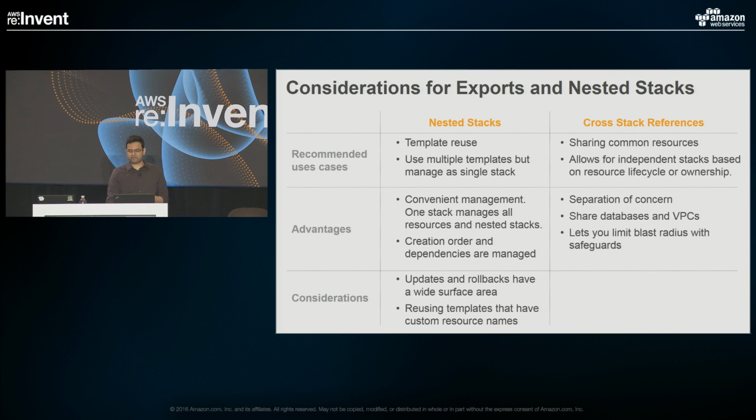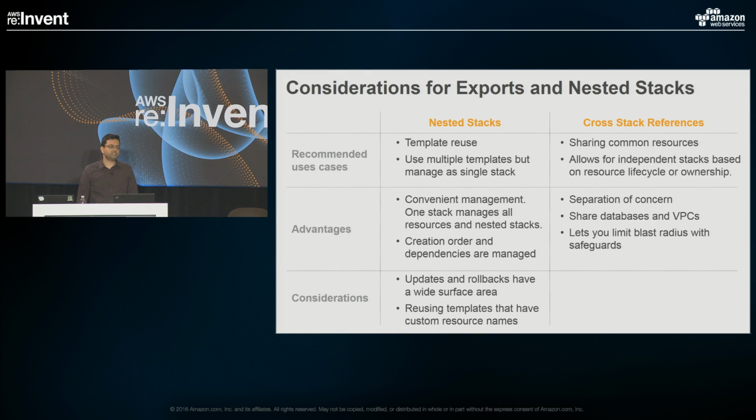In the case of cross-stack references, you can use it to share common resources. As we saw in the previous example, you want to flow your VPC information, and you have your app stack that consumes that VPC information. If you have that kind of use case scenario, cross-stack references is a very good place to start. You can also observe separation of concerns and separation of responsibility using cross-stack references. Network folks are taking care of the network stack. App folks are taking care of the application stack.